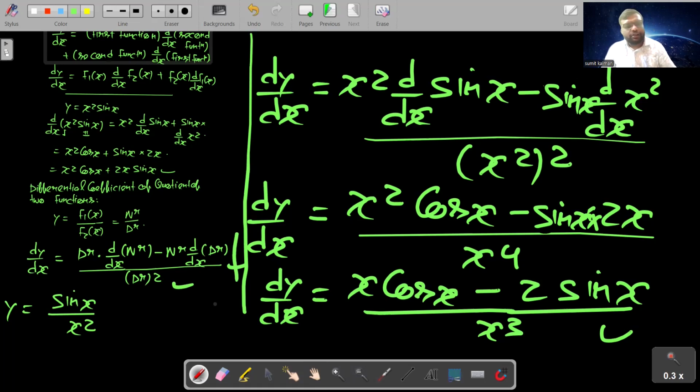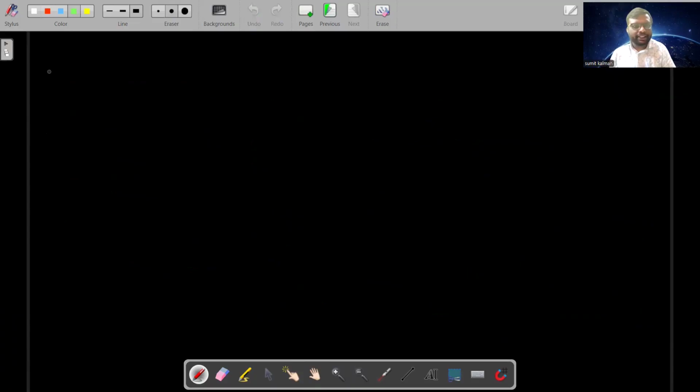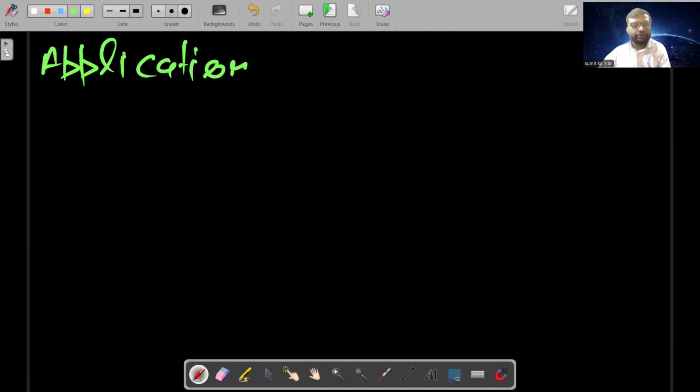So this was all about the differential coefficient of the quotient of two functions. Now students, next we will study the application of differentiation in physics. For a few minutes we will discuss that. Next is application in physics.